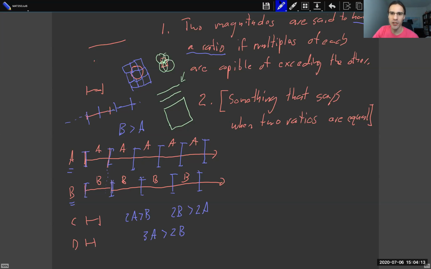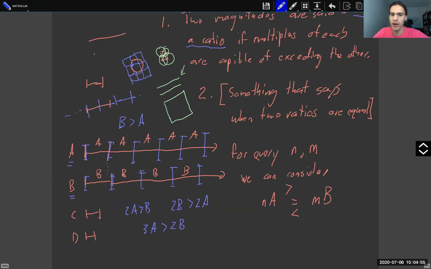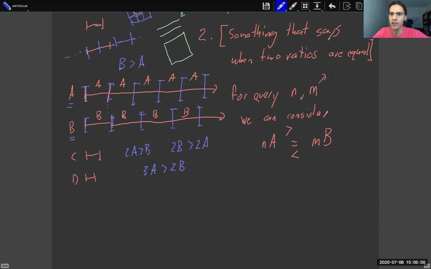So in other words, for every pair of whole numbers, and I'm going to write this in modern notation as actual numbers, n, m, we can consider n copies of A and m copies of B. Lining them up end to end, we can ask whether one is bigger than, less than, or equal to the other. So for every single pair of whole numbers, not including 0, we get a result of the comparison test: one of greater than, equal to, or less than.